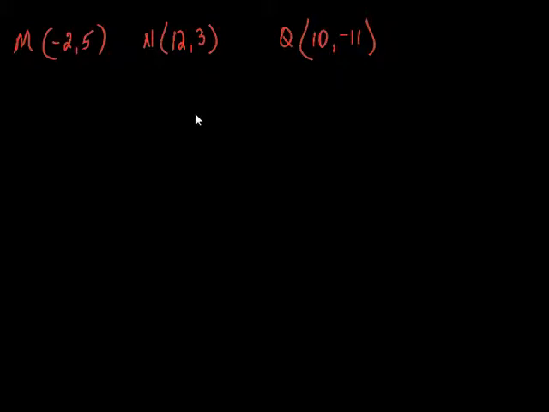Well, you have MN, don't you? What would another side of my triangle be with these 3 points? MQ. And what's my third side? NQ, right? So we've taken care of all 3 sides, right? So what do we want to do? What we want to do is find the length of all 3 sides.